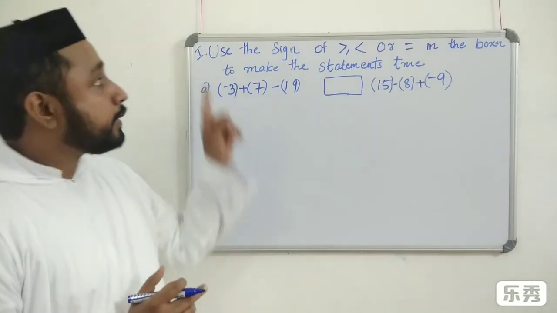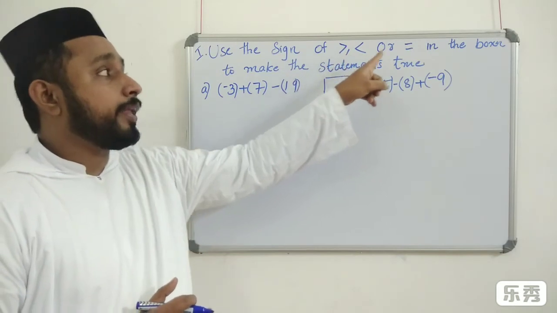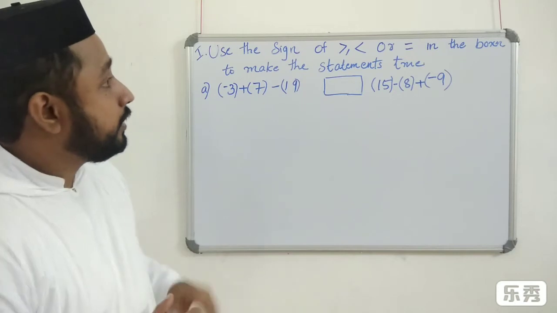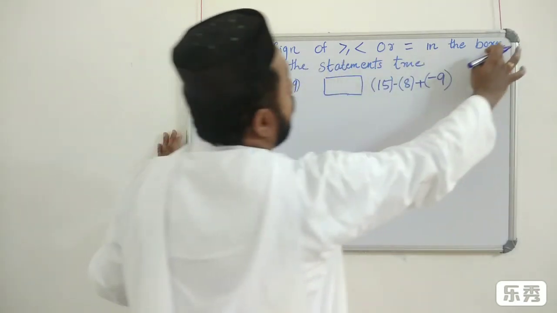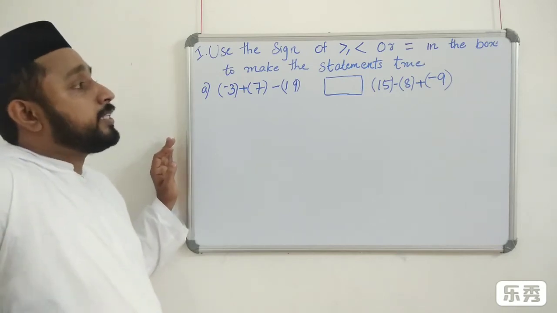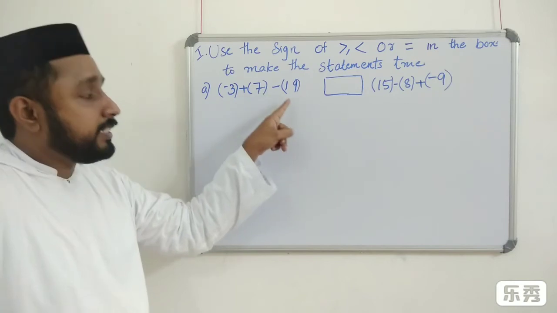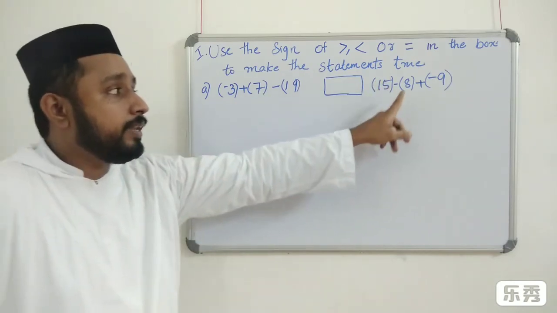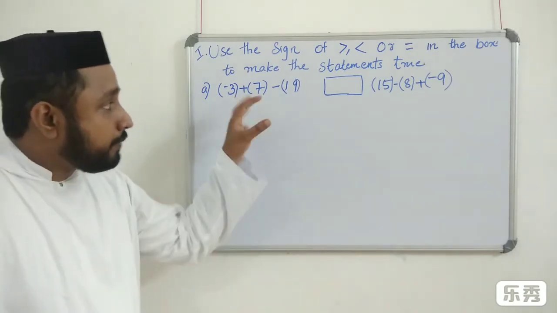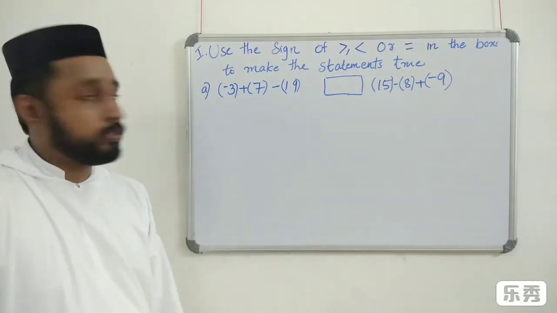Let us consider another problem. Use the sign of greater than, less than, or equal to in the box to make the statement true. Minus 3 plus 7 minus 19. Here a box, and 50 minus 8 plus negative 9. We have to calculate both these values and compare these two values.